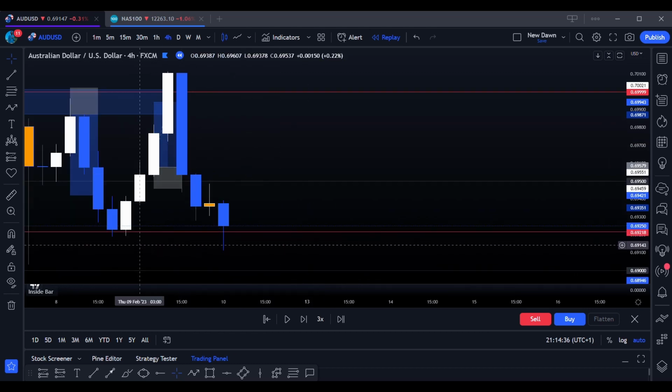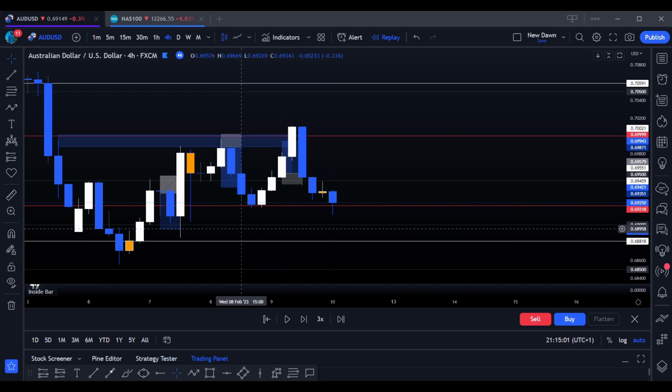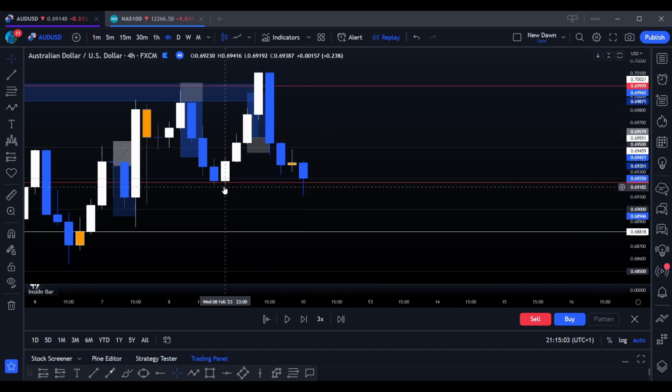So am I looking to sell? No. Why? Because price is acting above this key level. And second, if I was looking to sell this market, I would have preferred to see price break this previous low. Then we know that we've begun a nice bearish structure. But since we are still above this key level and we've not broken this low yet, I'll be looking for buys.